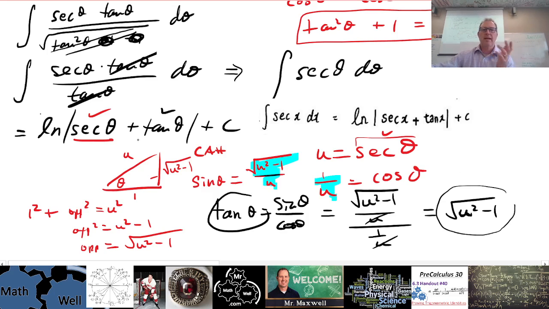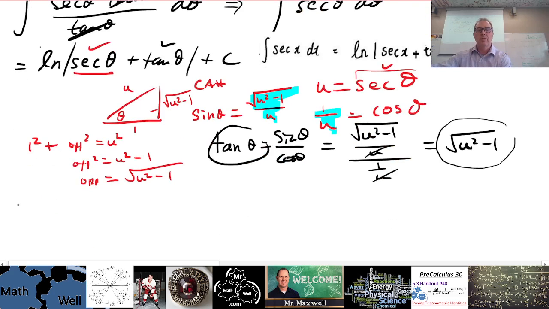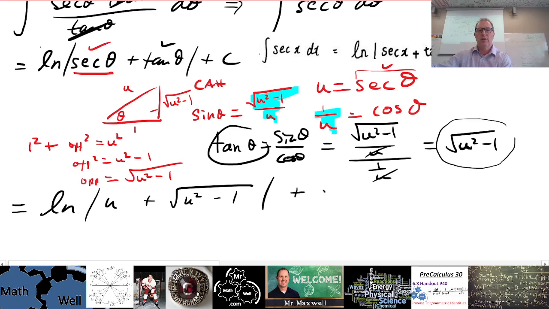So I've got tan and I've got secant. All right. So what we should do is substitute back in. So let's go back to u. So ln of secant we said was just u. That's awesome. Plus tan we said was the square root of u squared minus 1, absolute value sign, plus c. Okay.